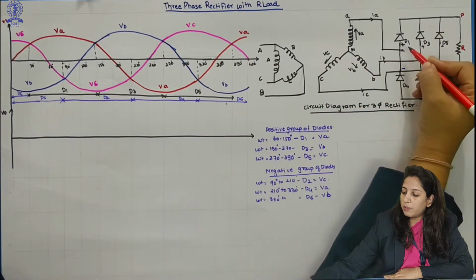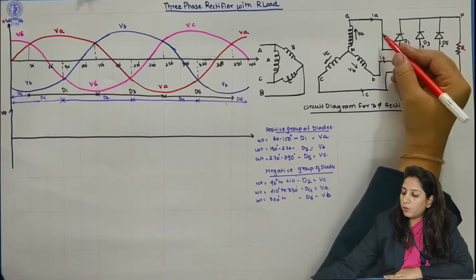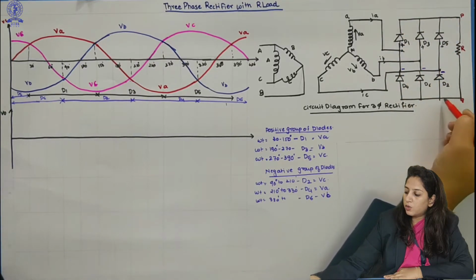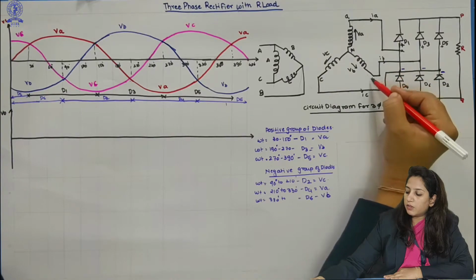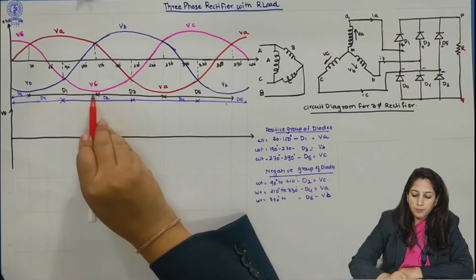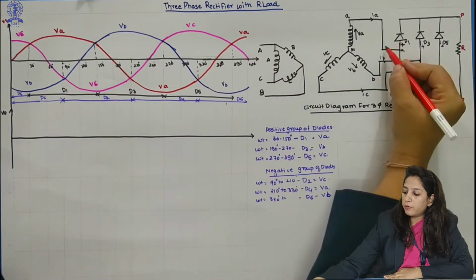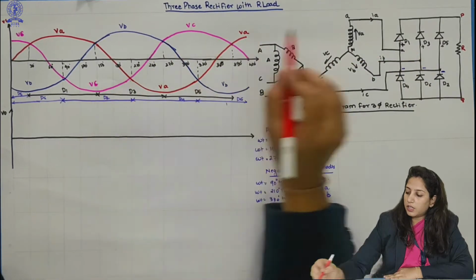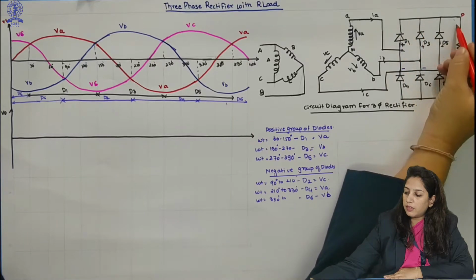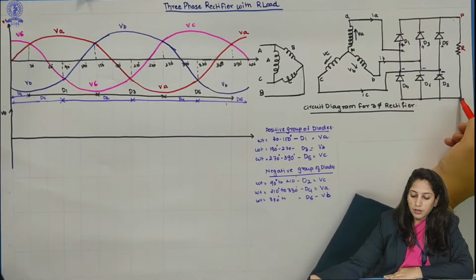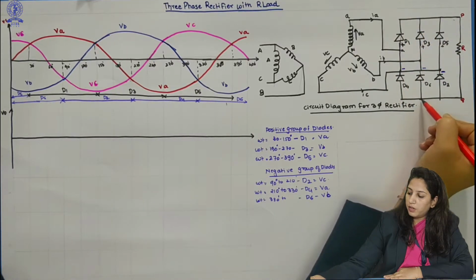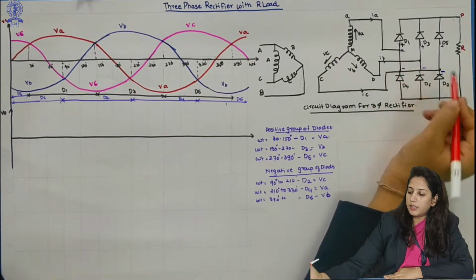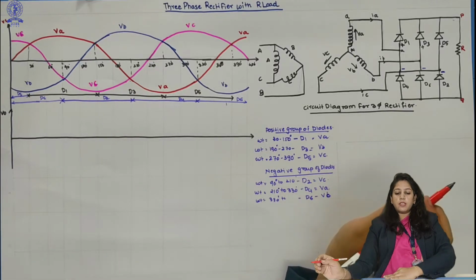D1 and D6 on means the voltage will go from D1, then through the resistance to D6, and then complete the circuit. Similarly, D1 and D2 are on for the next 60 degrees: the current goes through D1, then through the load, and from D2 it completes the cycle. So VA and C were conducting. We will see one by one.